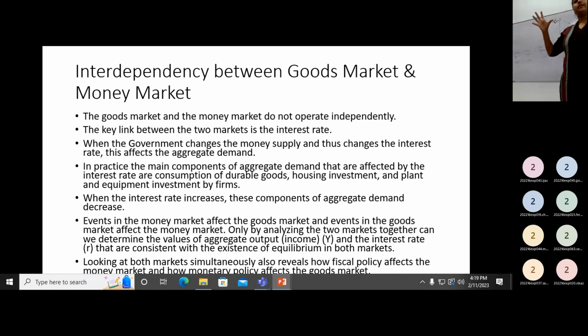And so when we talk about this goods market and money market, it looks like two separate markets for us, right? In the goods and services market, it's about goods and services, products we consume. And the money market is different, right? But the truth is these two markets cannot operate independently. They have an impact on each other, right? The key link between the two markets is the interest rate. Okay.